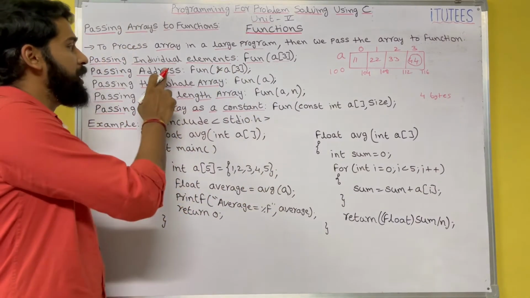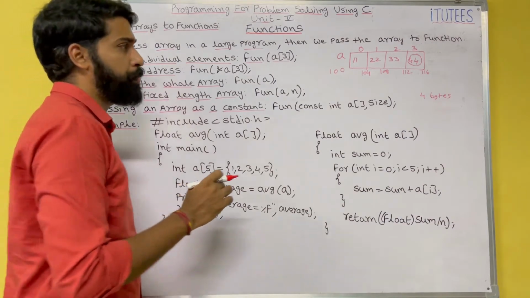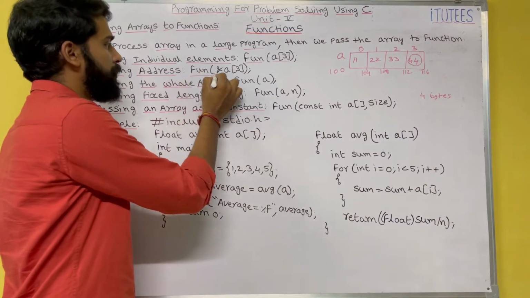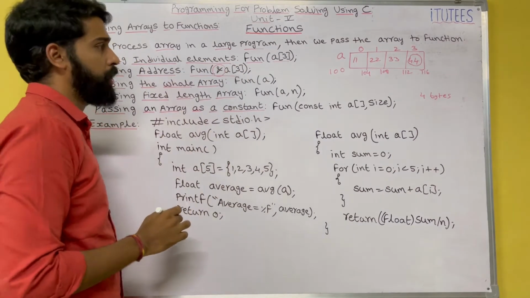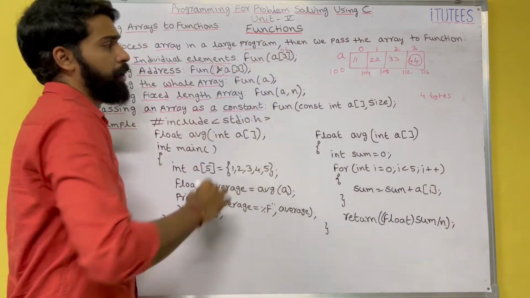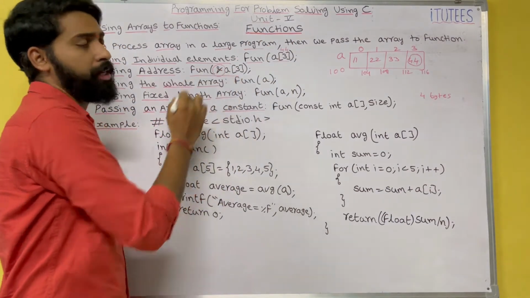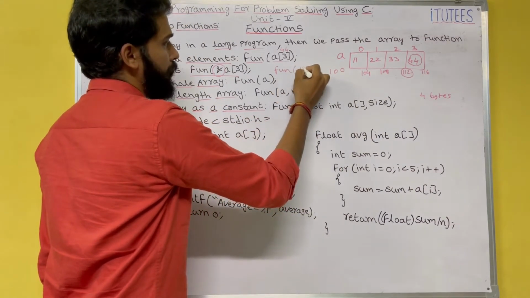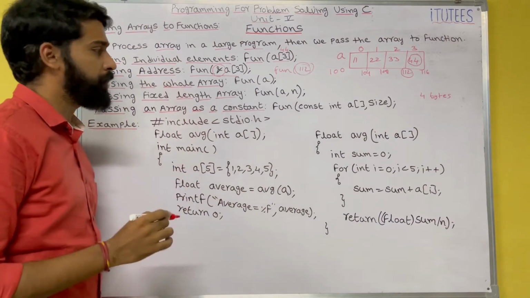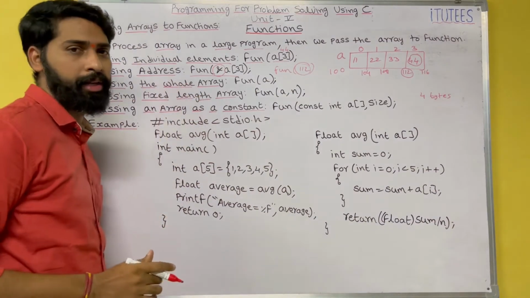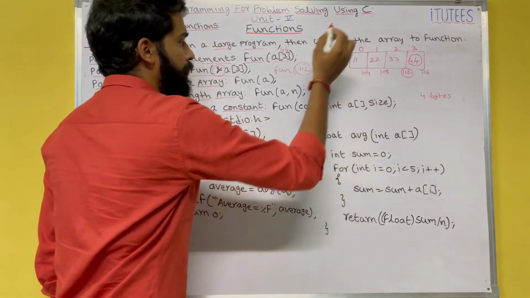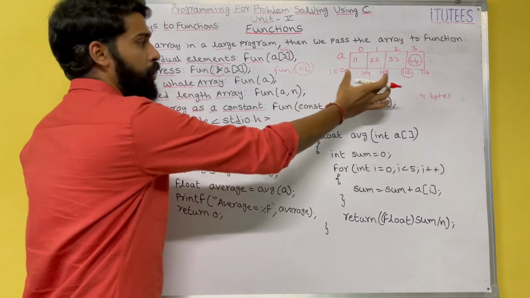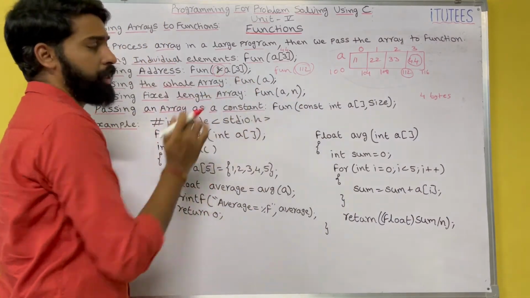Now we see passing the address. For example, I want to pass the address of 44 only. I call fun of ampersand a of 3. What is the address of a of 3? 112. So fun 112, and 112 is an address here. Okay, next, passing the whole array. I want to pass the whole array to a function fun, then I call fun a. That's it. Now the whole array is passed to the function fun.